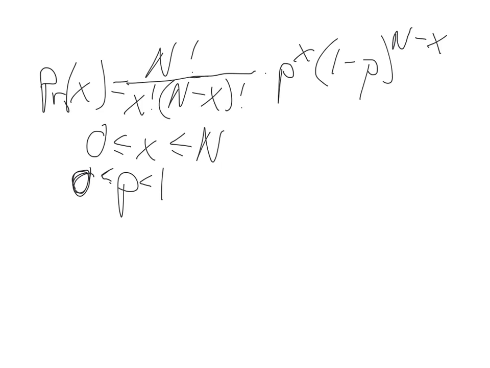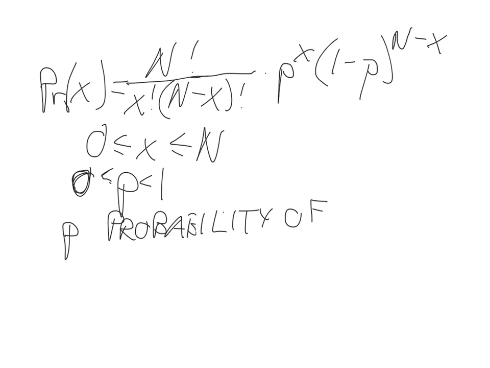There'll be some little story. The P is going to be given. It represents a probability. Probability of success, and I'm going to put success in quotes. Success is going to be context driven given the problem. And N is the number of trials.